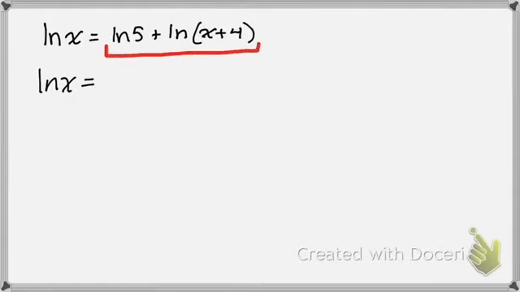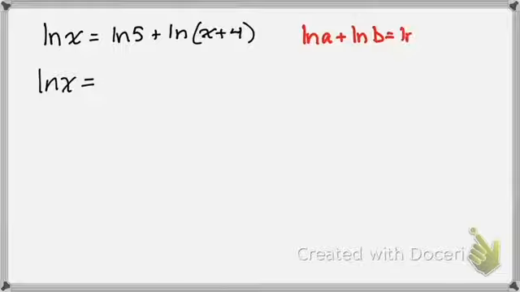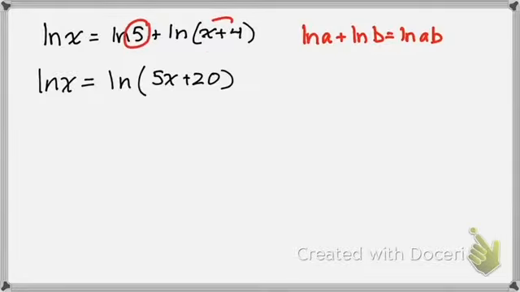So the product property of logarithms, I'm going to combine these using the property which says that ln of A plus ln of B is equal to ln A times B. So using that property here, I get ln of 5x plus 20. See that? Multiplying 5 times x plus 4, I get 5x plus 20. Now this is the special part.